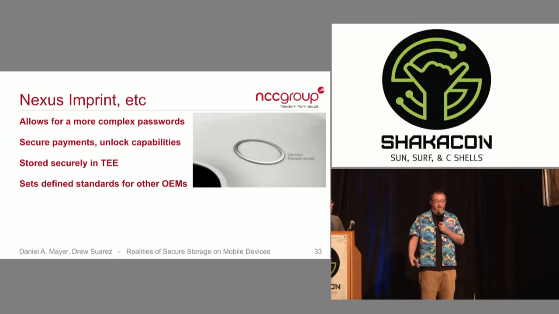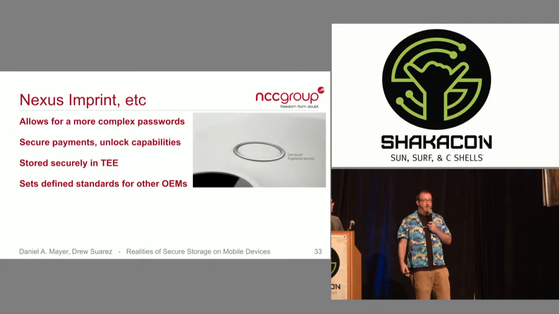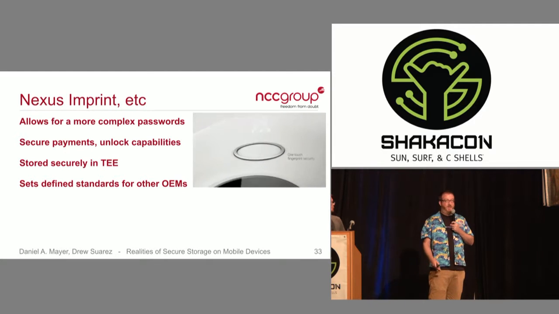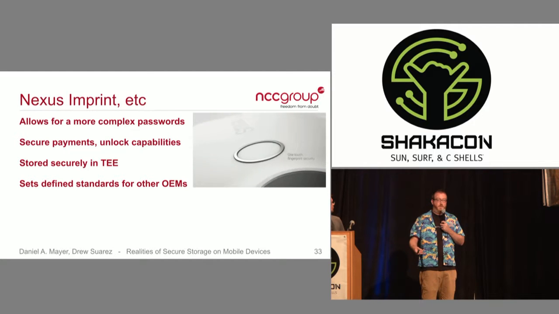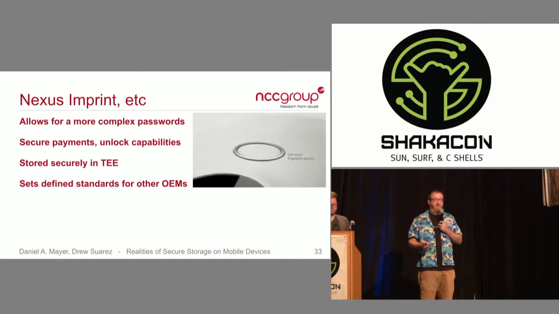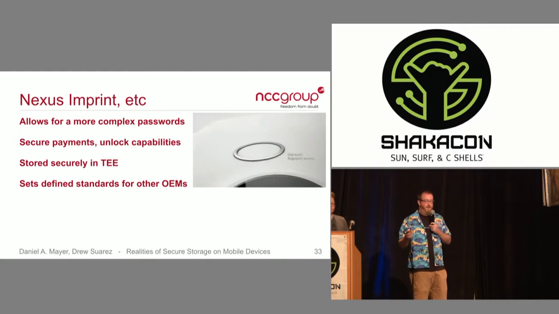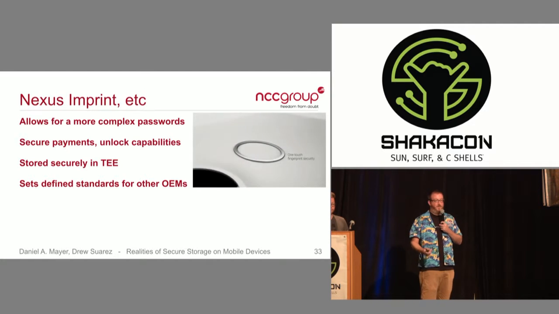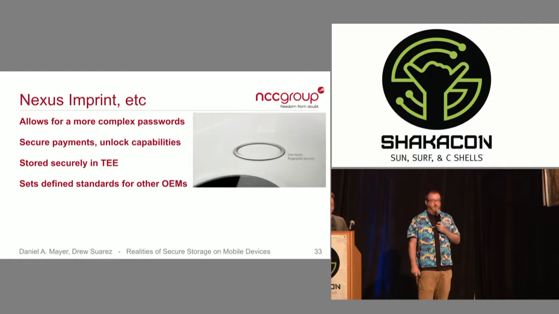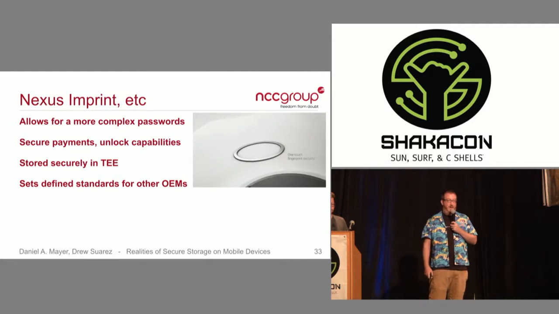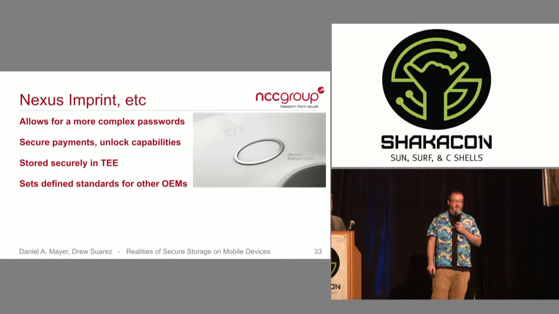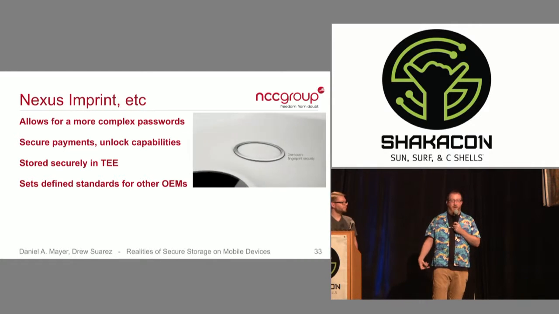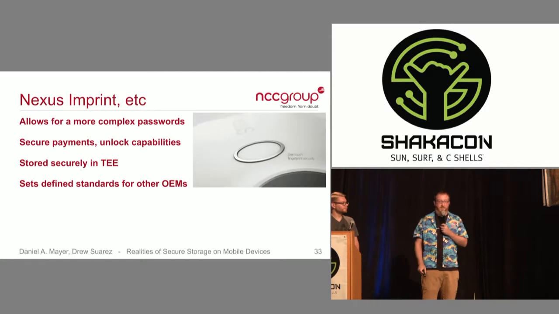But this is a win for data storage because it allows you to have a much more complicated boot password that you don't have to type every time you want to unlock your phone. So it encourages people to set something that's not 1, 2, 3, 4 to unlock their phone, and then they have the convenience of being able to get to their data when they get a new tweet mention or something like that. This can also be used for secure payments, and this data is stored securely in the trusted execution environment. The most important thing here is that it defines the standards for OEMs on how the Nexus imprint is used, so that hopefully people start using this instead of doing their own custom things.